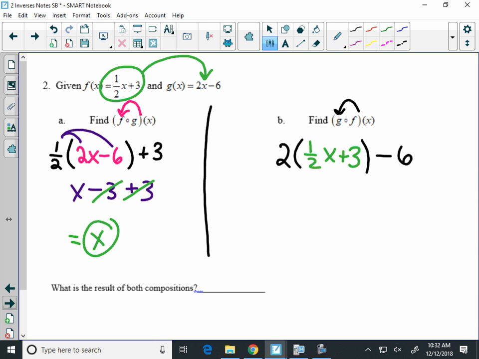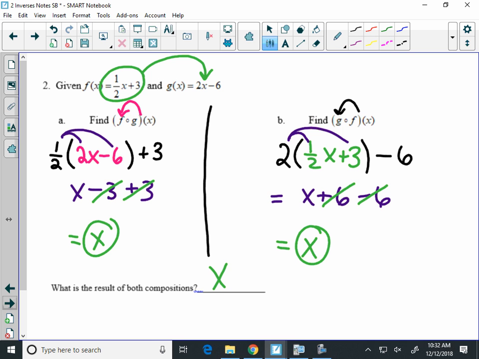your function of f. Same as the last problem, I'm going to start by distributing. We distribute the 2 to both problems. 2 times 1/2 is 1, so it's 1x. 2 times 3 is 6, and then I have my minus 6. Well, 6 minus 6 cancel off to 0. I'm left with x again. So it seems like this time both compositions also gave me the answer of x.